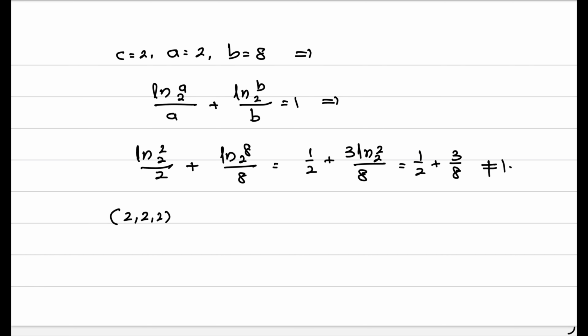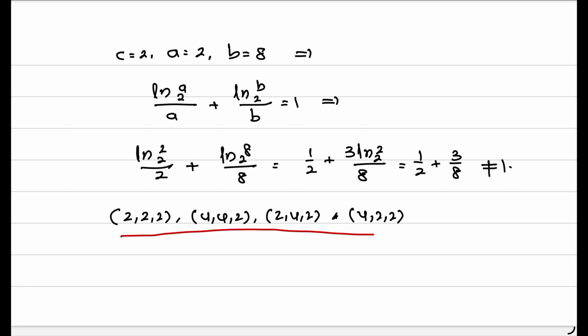Hence, the possible solutions are 2, 2, 2, 4, 4, 2, 2, 4, 2 and 4, 2, 2. Here, please try to understand how we have got the value of 2. C is equal to 2 always, because C is greater than 1 and less than or equal to 3. There is only one possible value for C, which is 2, and A and B can vary.